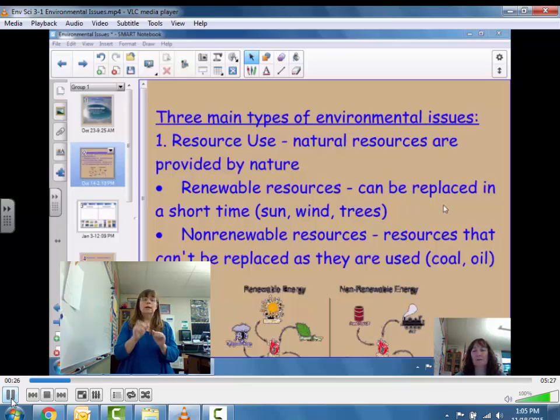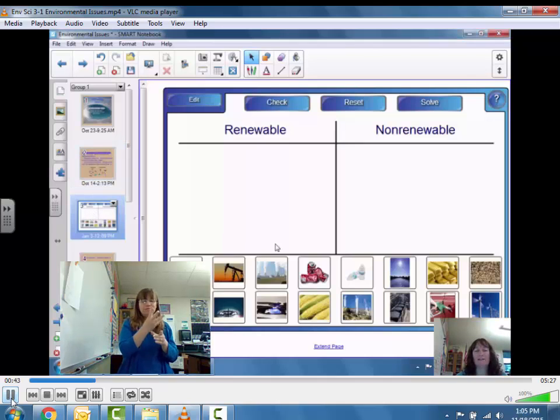And then there's renewable resources. These are resources that can be replaced in a short time, like the sun, the wind, trees. We can always plant more trees. And then there's non-renewable resources, resources that can't be replaced as they are used, like coal and oil. Once we use them, they are gone. So here's just some examples of renewable and non-renewable resources.